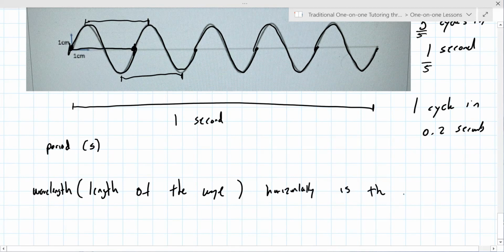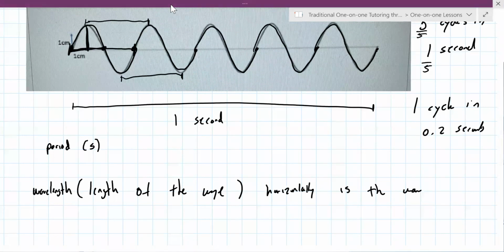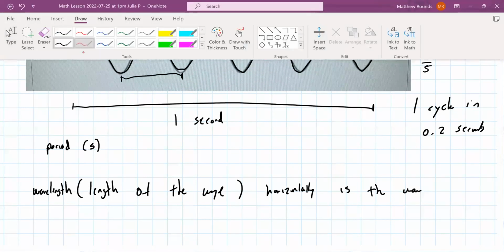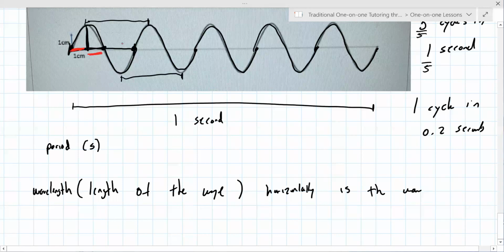So you can see that this much is 1. This much right here is another one. Let me change colors here because I think it's too much to see. That's 1, that's 1, that's 1, and that's 1. So there's 4 of those. So it's 1, 2, 3, 4 centimeters is the wavelength. The length of the wave, the horizontal component of the wave.